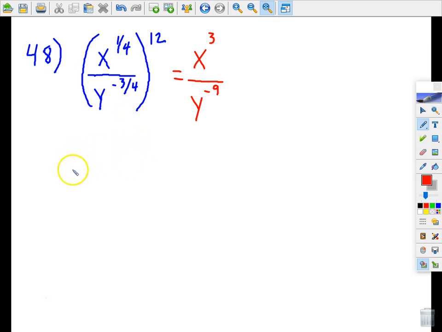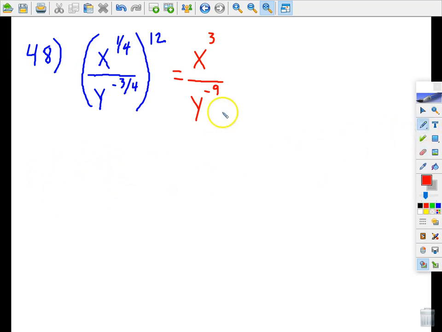Okay, and if you're not sure how I did that, let me just show you. Negative 3/4 times 12. You could have done negative 36/4, which is negative 9, or you could have done some cross canceling, and negative 3 times 3 is negative 9. Okay, well, we're almost done.